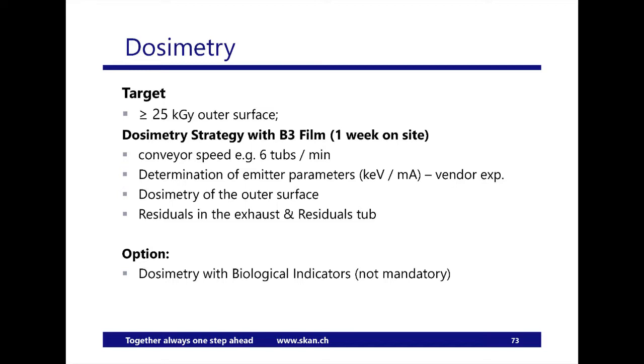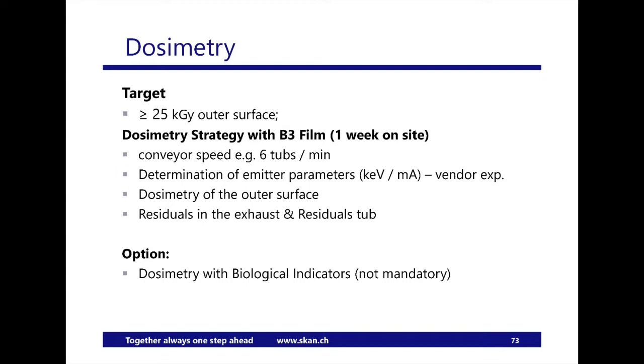That we determine the emitter parameters, the keV and the milliamps, and the speed. This is from our vendor experience, so we know that basically. Then we do the dosimetry of the outer surface of the tub and see if we have achieved the 25 kilogray everywhere, which is no issue today. And then we have some residuals in the exhaust and residuals in the tub, which we need to measure.